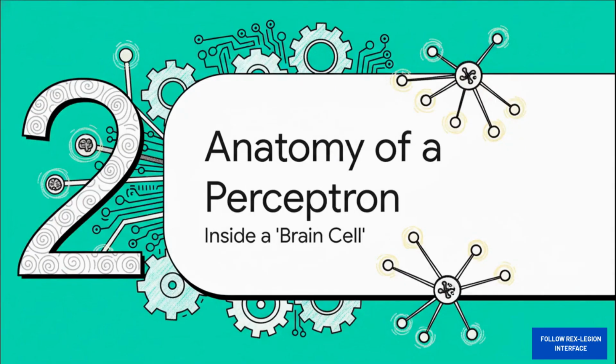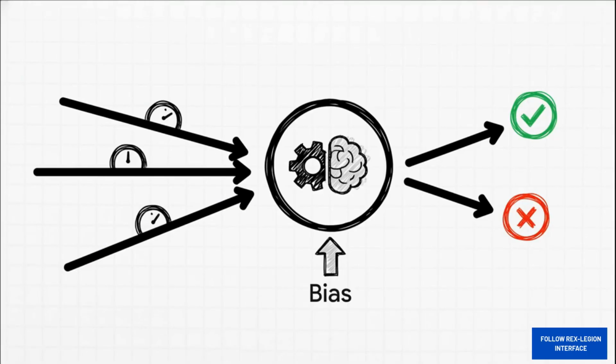All right, let's pop the hood and see how this thing actually works. The best way to think about a perceptron is as a single, super simple artificial neuron. It's like one brain cell. Okay, so let's break down what's going on here. On the one side, you've got your inputs. That's just the raw data coming in. Now, each one of those inputs gets a weight, which you can think of as an importance dial. It turns the influence of that input up or down.